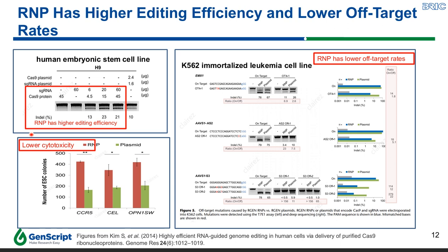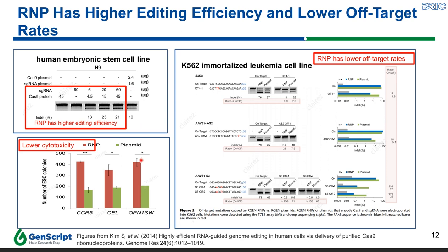In this article, the authors compared the RNP system with the plasmid system in a hard-to-transfect human cell line and measured the mediated mutations using the T7E1 assay. As you can see from these results, the RNP system could induce indels at a higher frequency, at 23% compared to 10% in the cells transfected with the plasmid.